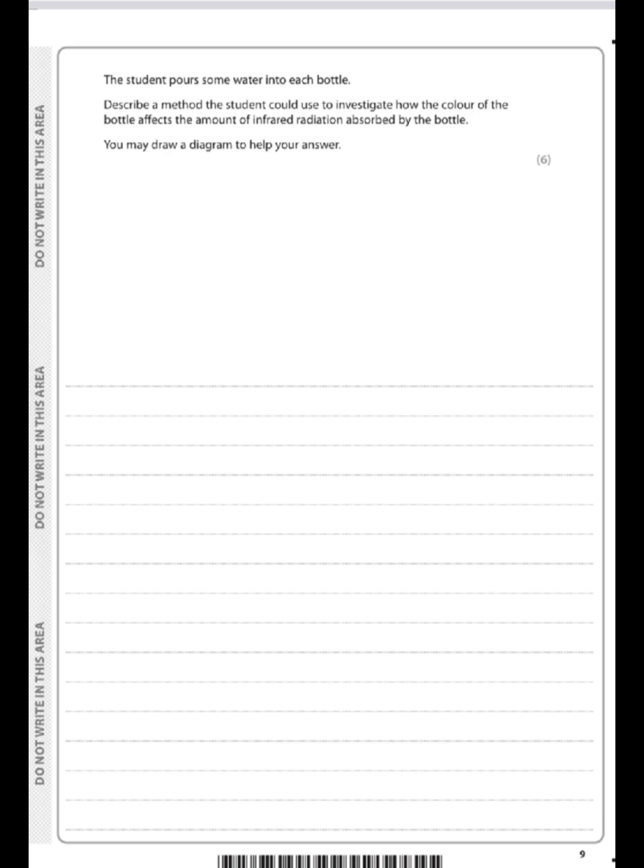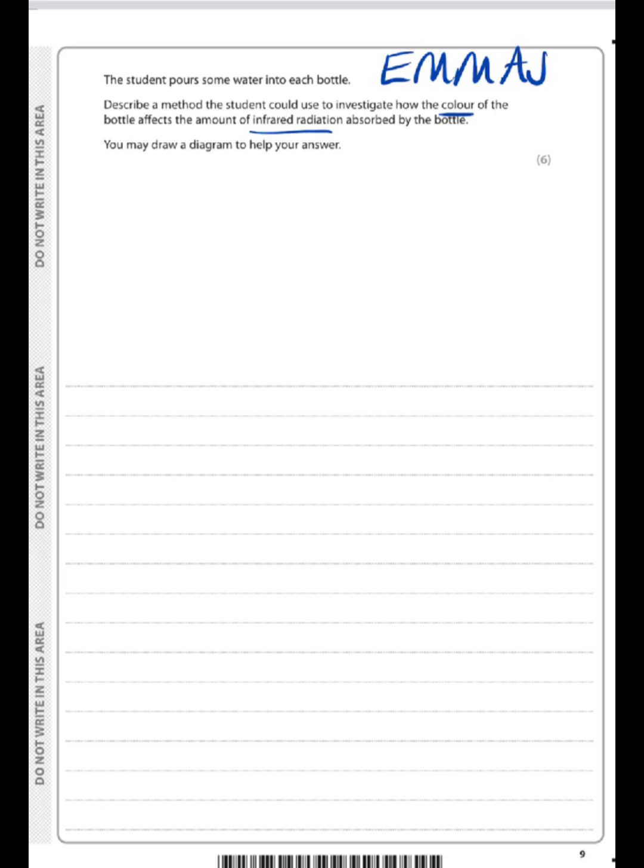Describe a method the student could use to investigate how the colour of the bottle affects the amount of infrared radiation. So we can draw a diagram if we want to. This is where I refer you to EMMAs. Okay, so EMMAs: equipment, method, measurements, analysis, safety. So whenever tackling practical 6 markers, use this.